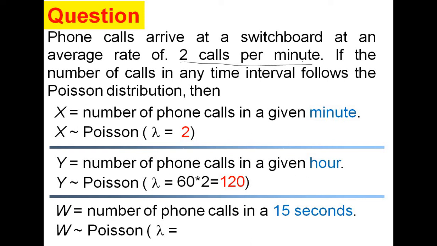15 seconds, we know 1 minute we have 60 seconds. So 15 seconds will be 15 divided 60. Okay, 15 divided 60, we will have 1 over 4, then we will get 0.5.